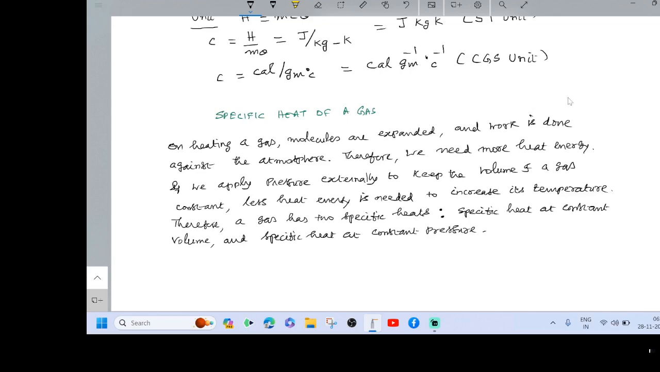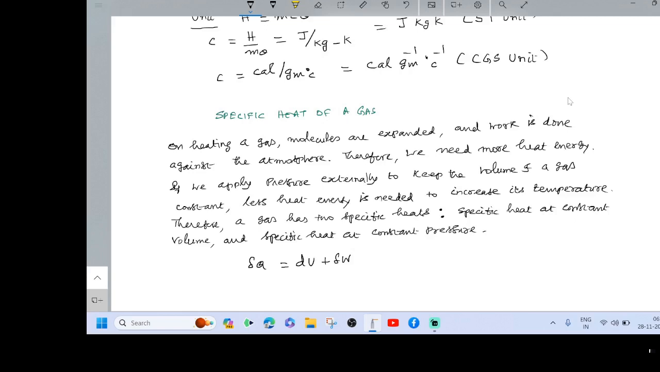Mathematically, we may write dQ = dU + dW. Here dQ is the quantity of heat energy given to the system. The given heat energy is utilized in two ways. Part of the energy is used to increase the kinetic energy, the internal energy of the system, and the rest of the energy is used to carry out some external work.